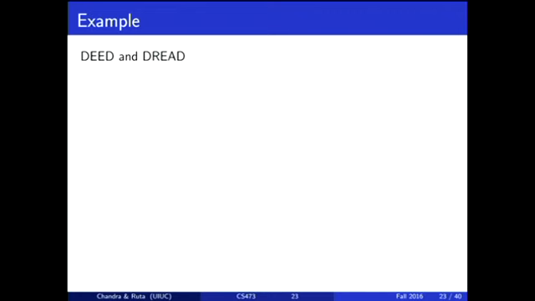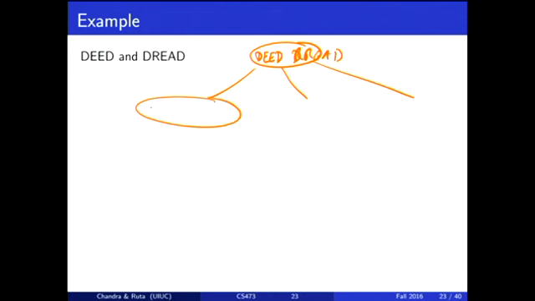Suppose I'm trying to align this. Initially I start with these two, "deed" and "dread". What are the three problems it will generate? One is that D and D are aligned, and then I have to solve "dee" and "drea".